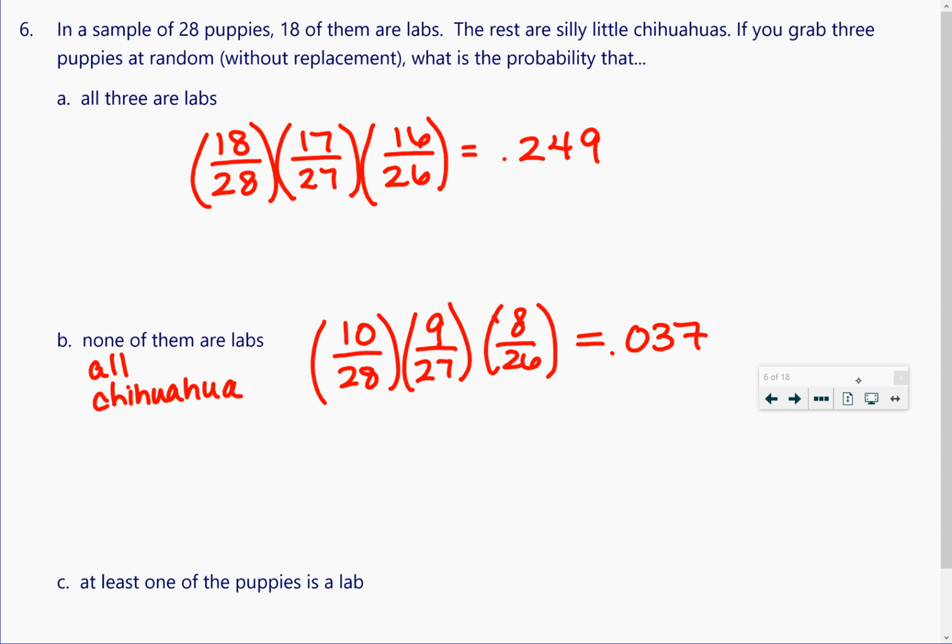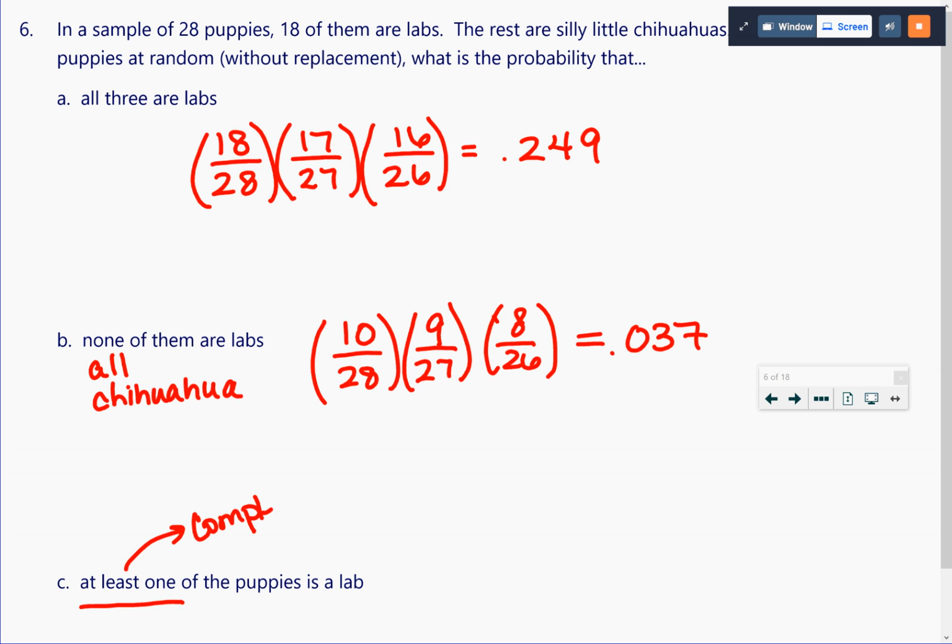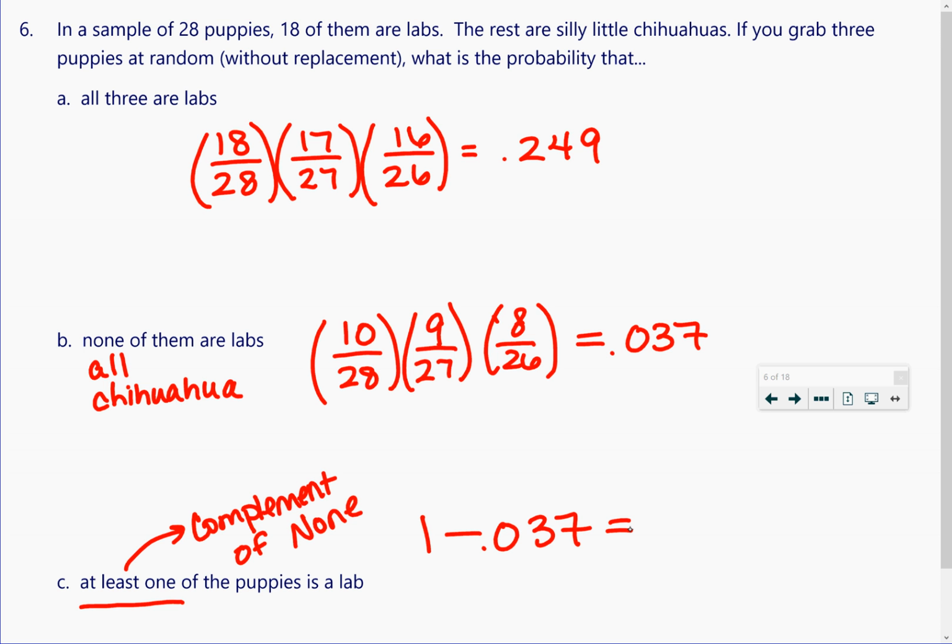Back in chapter 3, we talked about at least 1 is the complement of what? Yes, that's the easiest way to do this problem. It's the complement of none. And no labs was something we already calculated, so we might as well use it. It's 1 minus, when we're doing our complement, no labs, 0.037. So every other selection will have at least 1 lab in it, 1 or 2 or 3. 1 minus 0.037, 0.963 is your probability.